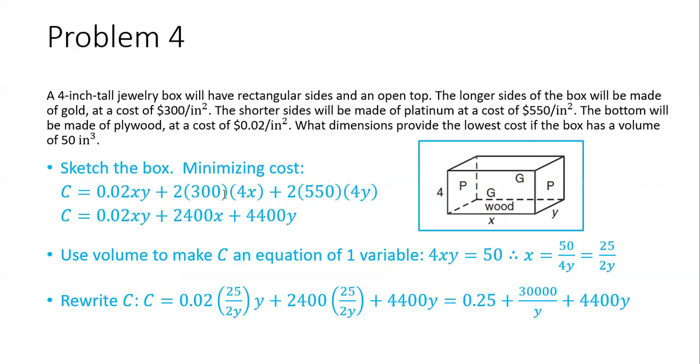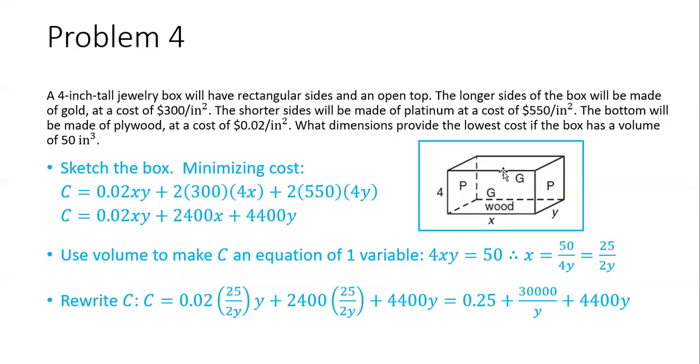Okay, that's what went on right there. Okay, and then that's the last term over here. And then the gold is 4 times x, that's the area, times the cost, which is 300. Okay, and then times 2 because it's 2 of the bases. So this is the equation of the cost, and we can simplify like this, okay? And as I was saying, we're going to use the volume as our secondary equation.